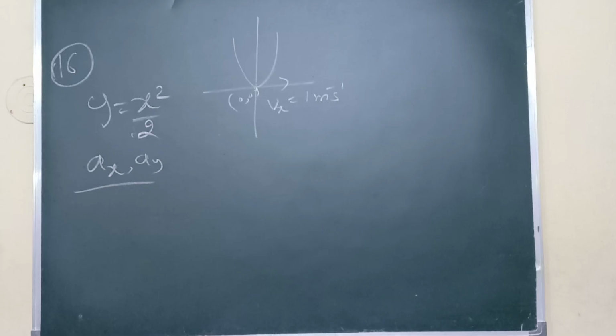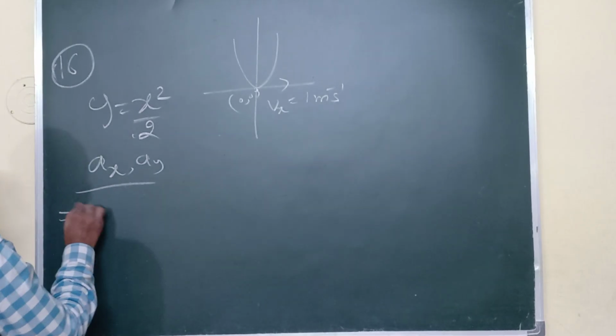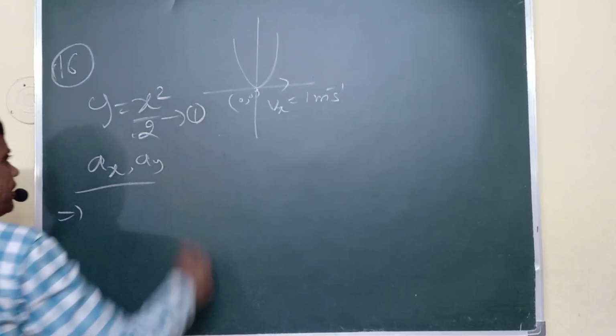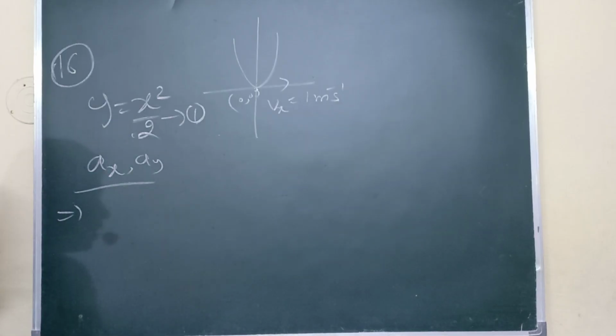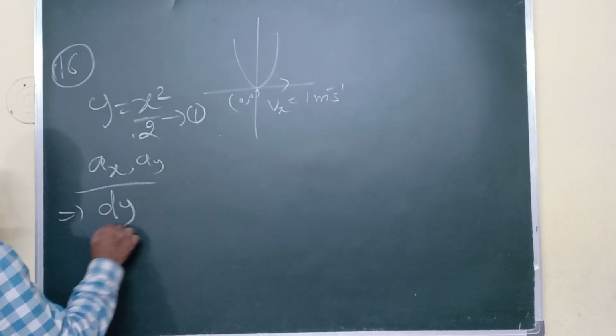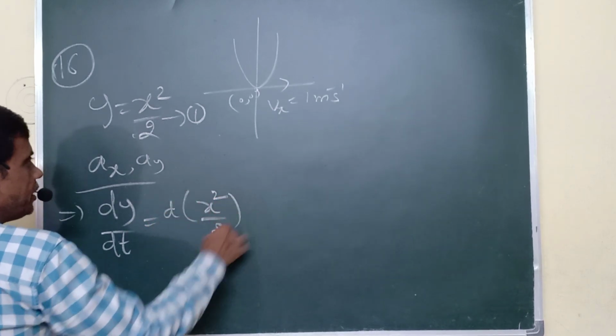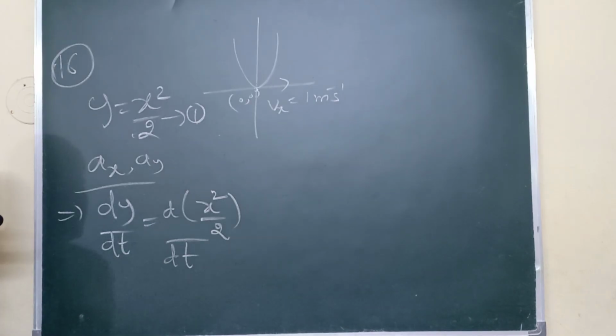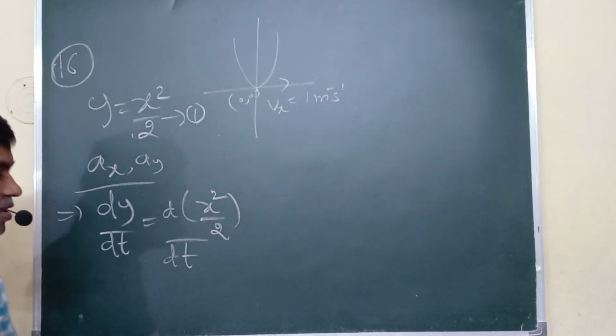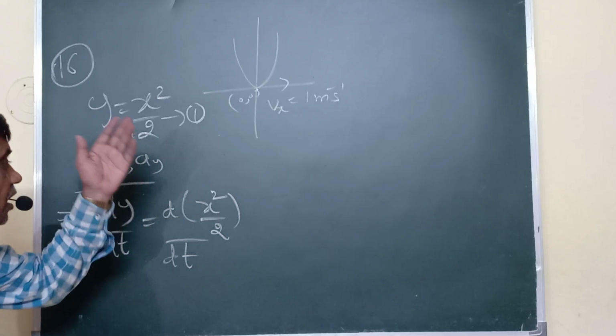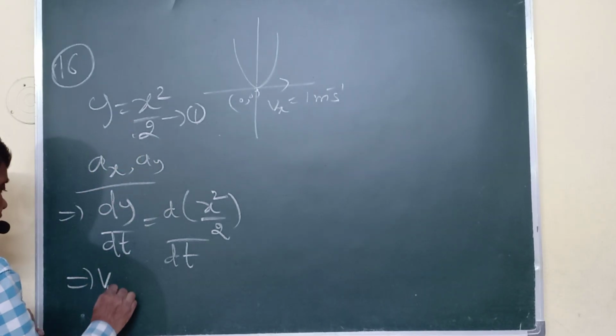How are we getting velocity? Here displacement is given. Y belongs along the y axis, x belongs along the x axis, so we take dy by dt. I take y equals x square by 2, the first equation, and differentiate both sides with respect to time. Then dy by dt equals the differentiation of x square by 2 with respect to t. Rate of change of displacement is called velocity, and y means along the y direction, so I take this as vy.